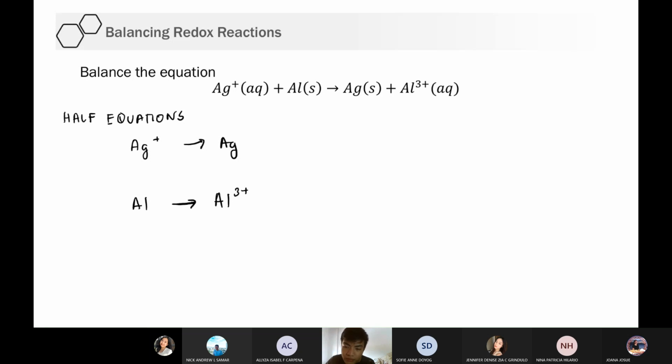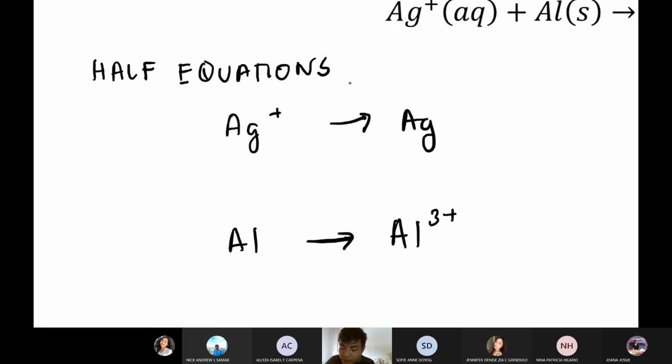Second step, tignan mo kung balance na yung atoms. No? So, let's look at this. Zoom in natin. Ayan. So, for the first half equation, silver is already balanced na. Yung Ag, isa sa left, isa sa right din yung Ag. So, wala na tayong gagawin dito. Wala na tayong multiply na coefficient. Okay, so we're done with the first one. On the second one, ganun din. Isang aluminum, isang aluminum. Okay, so we have balanced atoms na.